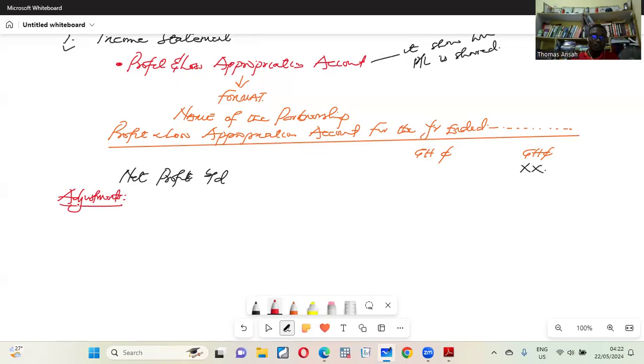What you need to do in there is, if there are any drawings of goods, and I repeat, drawings of goods, so we are talking about adding back the cost of goods taken. If they took goods, then you have to add back. Now, why are we adding this? Let me show you something.